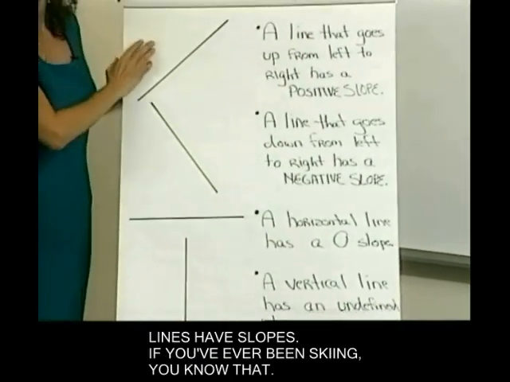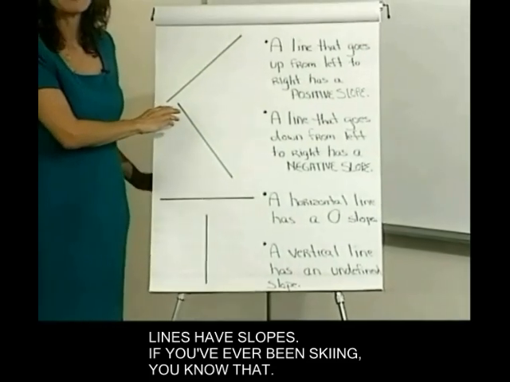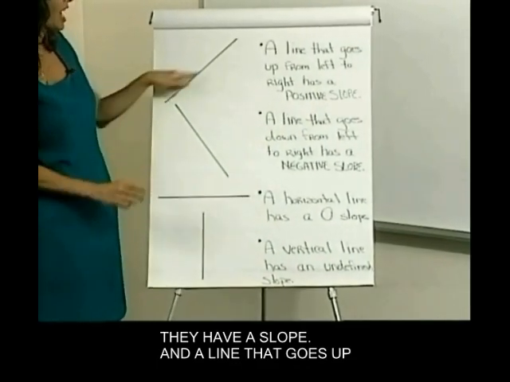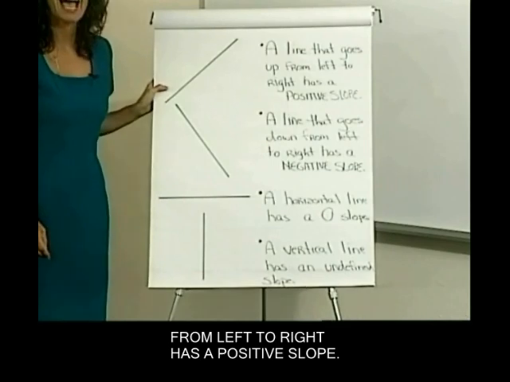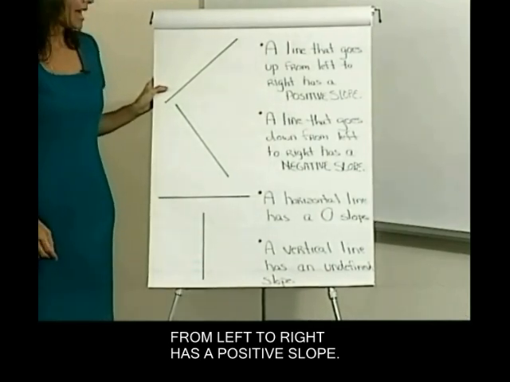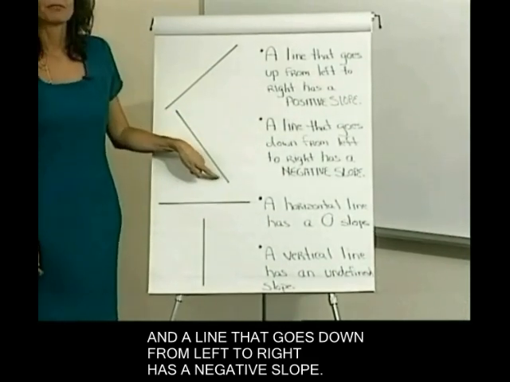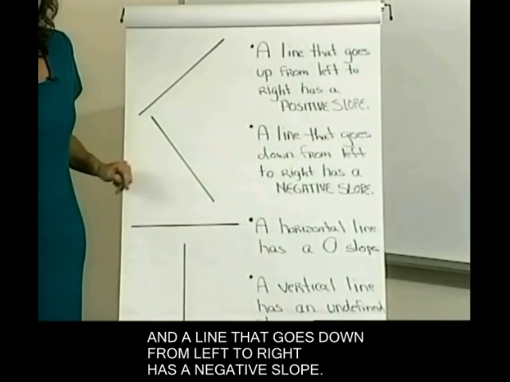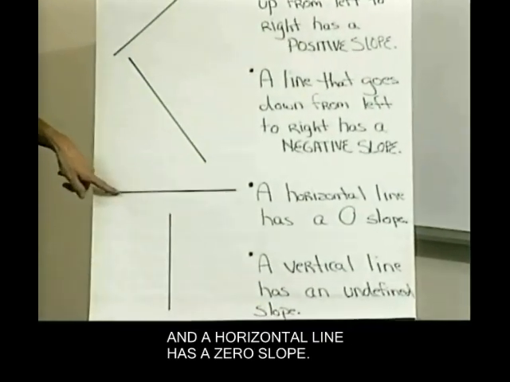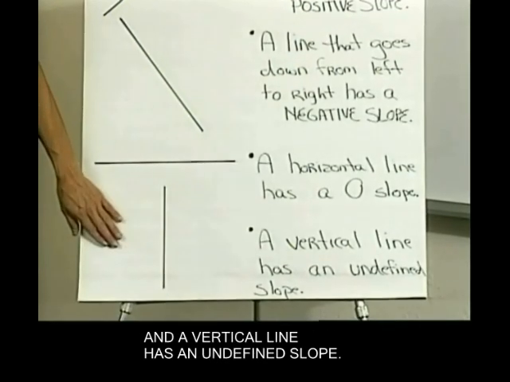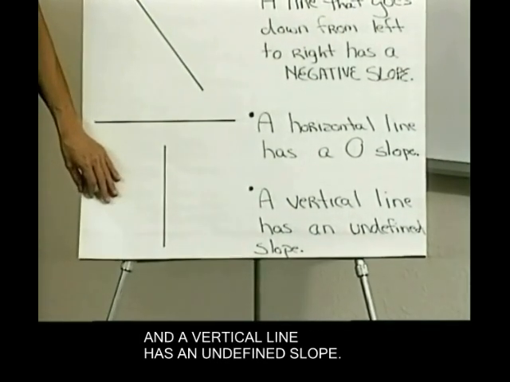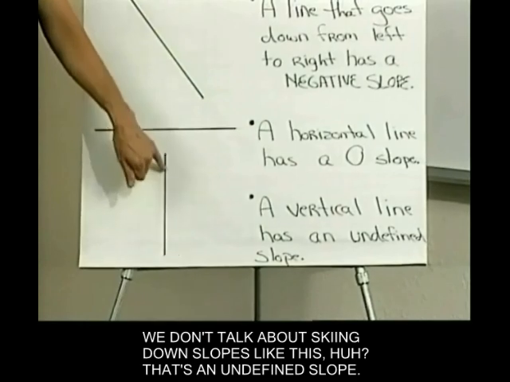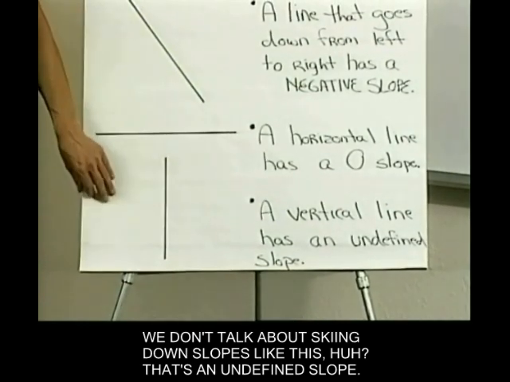Lines have slopes. If you've ever been skiing, you know that. They have a slope. A line that goes up from left to right has a positive slope, and a line that goes down from left to right has a negative slope. A horizontal line has a 0 slope, and a vertical line has an undefined slope. We don't talk about skiing down slopes like this, huh? It has an undefined slope.